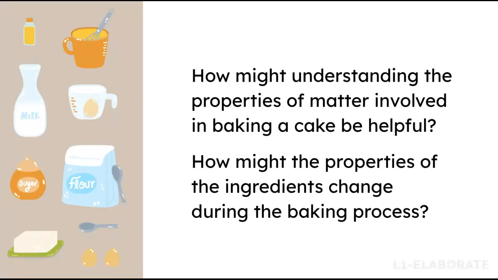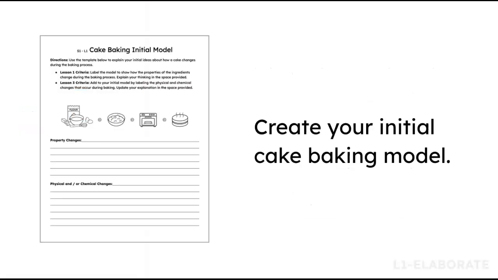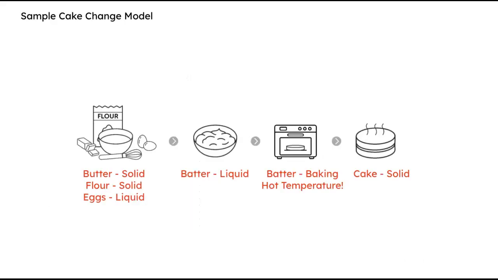For the Elaborate, you'll complete the summary chart discussion and use the Cake Baking Initial Model student journal page for students to create their models of the cake baking process. At this point, students should just label the properties of the materials and states of matter of the materials involved in baking a cake. You'll use the summary chart to draw a model of what students think happens to the ingredients as it turns into cake and return to this model throughout the unit.